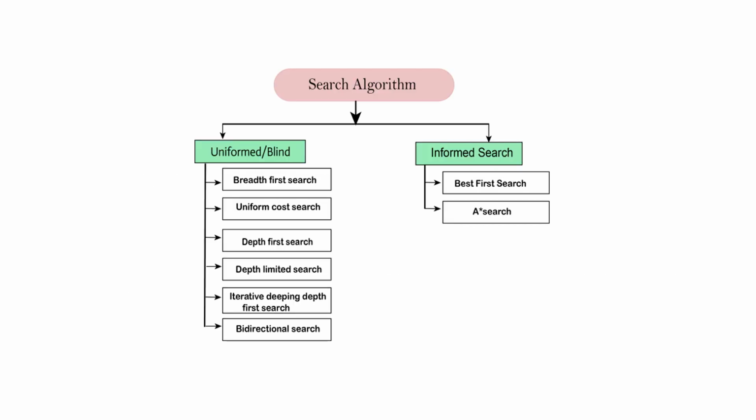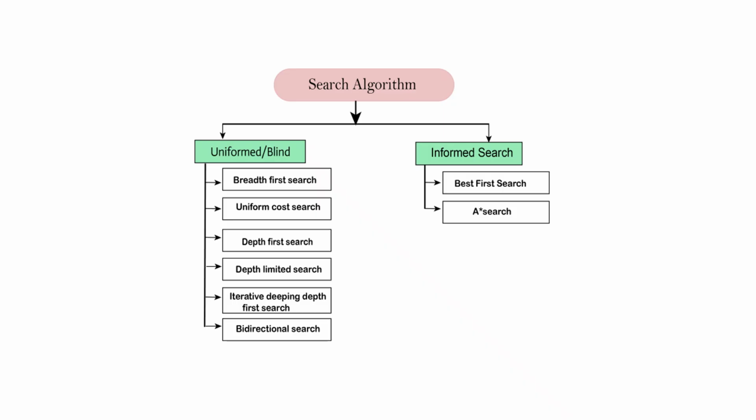So this is the sample diagram. For searching algorithms, we have two criteria, two types of searching algorithm. The first one is the uninformed method, and the other is the informed method. Under uninformed, different kinds of searching methods are available here, and under the informed method, we have two types of searching process. Following that, we are going to see them one by one.